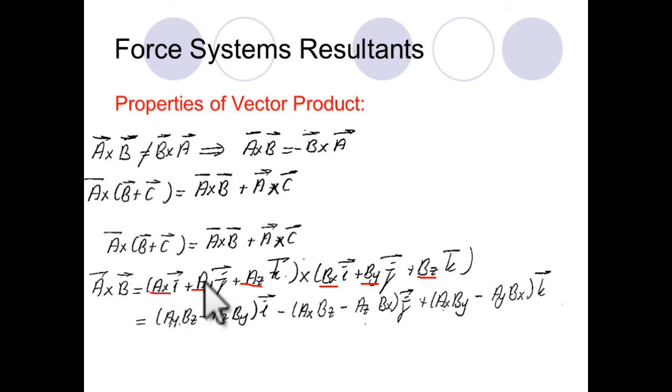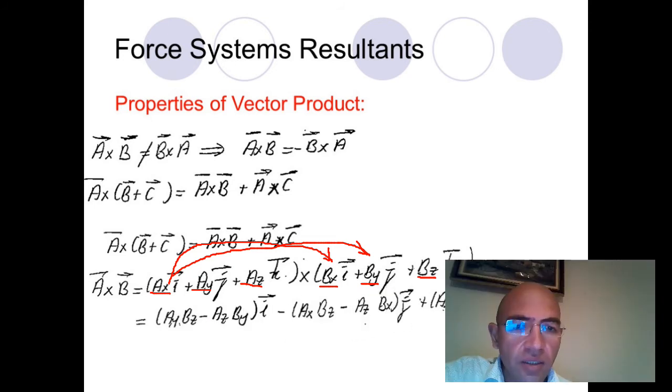I know that i vector product i is equal to 0. So this multiplication will give you 0. Now I will multiply it with the second term. AX i multiplied by BY j. First, I multiply the coefficients, so AX multiplied by BY. Now I multiply i by j.